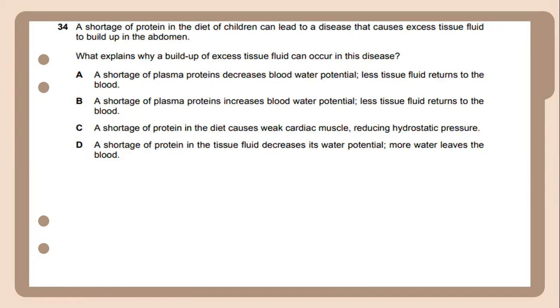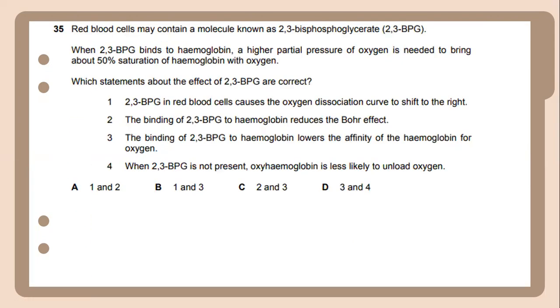34. A shortage of protein in the diet of children can lead to a disease that causes excess tissue fluid to build up in the abdomen. What explains why a buildup of excess tissue fluid can occur in this disease? So the correct option is: a shortage of plasma protein increases blood water potential, less tissue fluid returns to the blood.